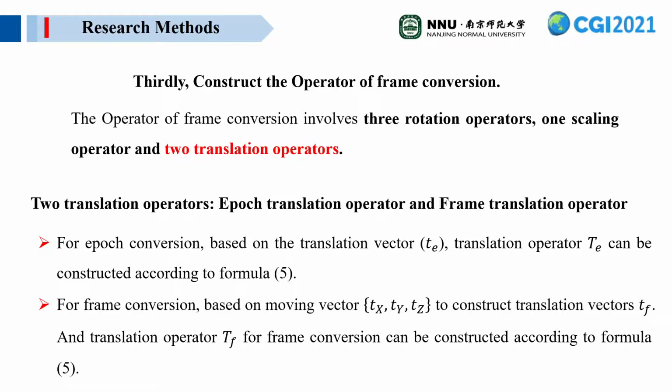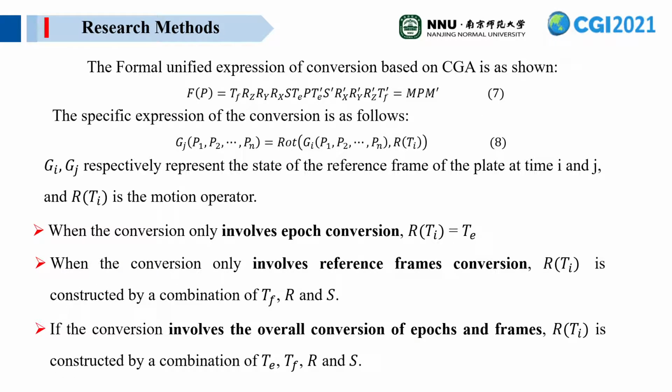As for the 2 translating operators, for epoch conversion, the translating operator can be constructed based on the translating vector. For frame conversion, based on the moving vector, we construct the translating vector, and the translating operator can be constructed. Based on the above operators, the formal unified expression of conversion can be realized. The specific expression of the conversion between different epochs and different reference frames is as shown in Formula 8.